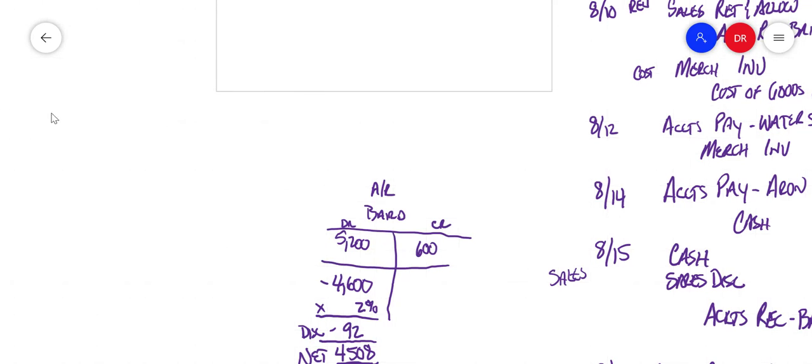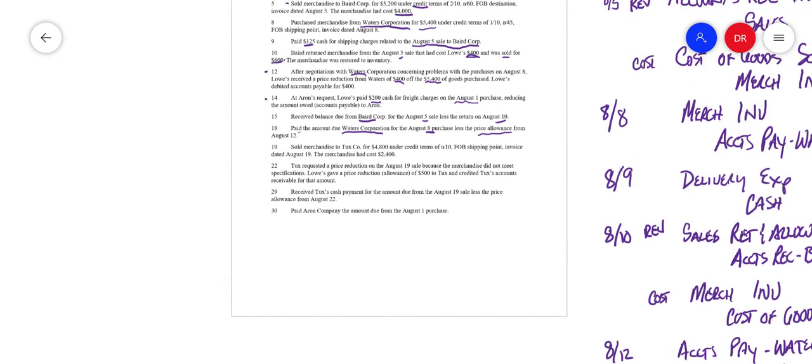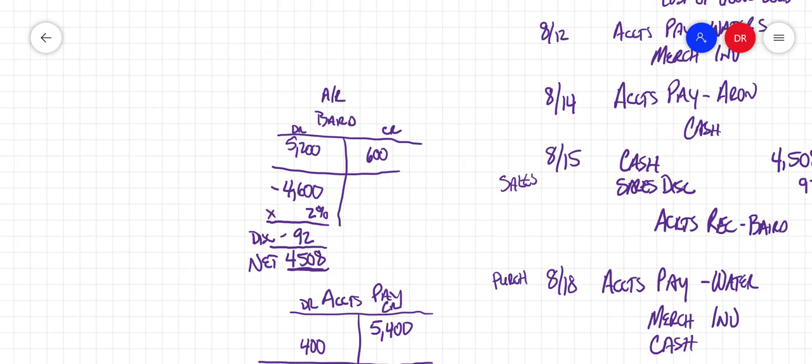And then on the 19th, let's go back up here. On the 19th, you sold merchandise to Tux Company for $4,800 under credit terms of 0/10 net 10 FOB shipping point. Invoice dated August 19th. The merchandise cost $2,400. This is a sale. We're selling this to Tux.